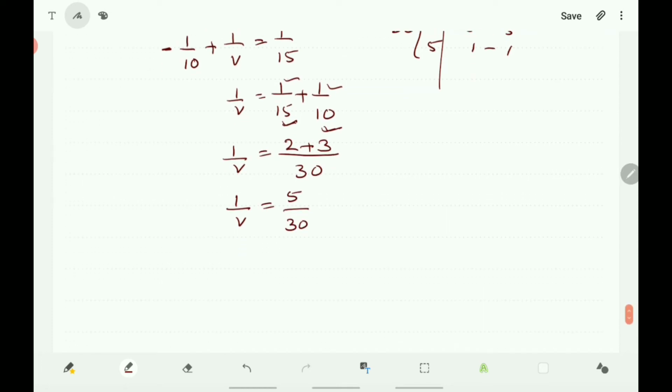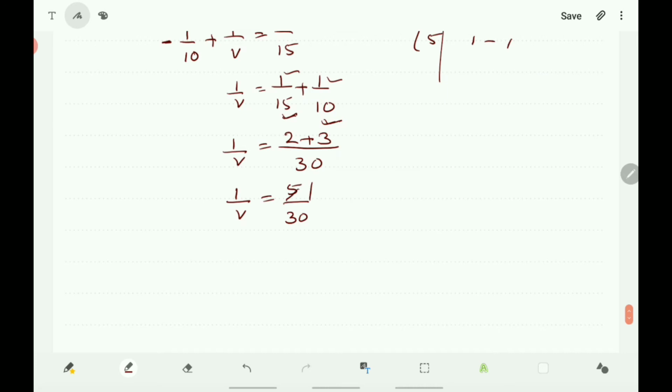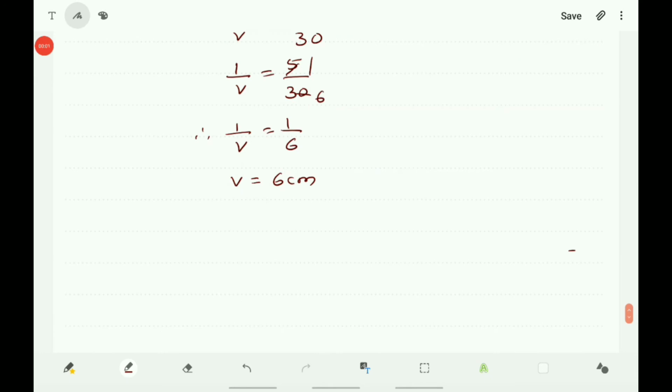1 by V is equal to 5 by 30. 5 1s are 5, 5 6s are 30. Therefore 1 by V is equal to 1 by 6 and V is equal to 6 centimeter. Here V is equal to 6 centimeter and is positive. So it is behind the mirror at 6 centimeter from its pole, and the nature of the image is virtual and erect. As it is positive, it is virtual and erect.